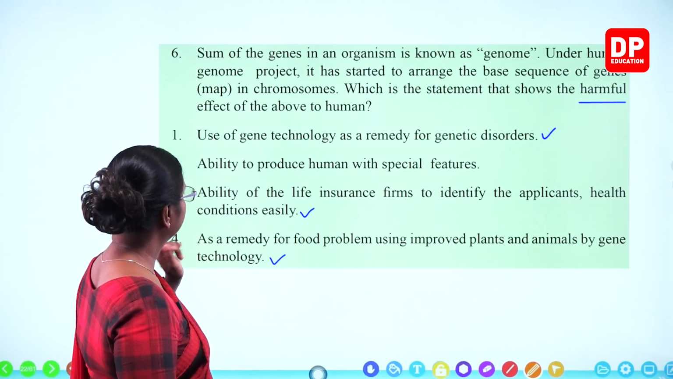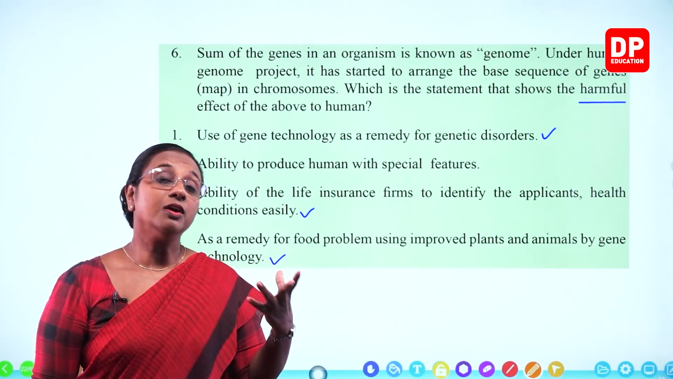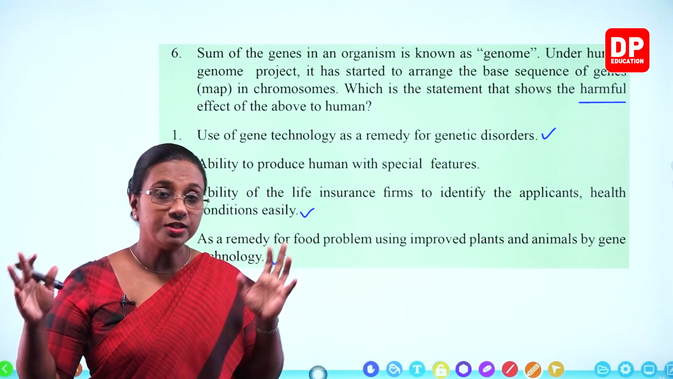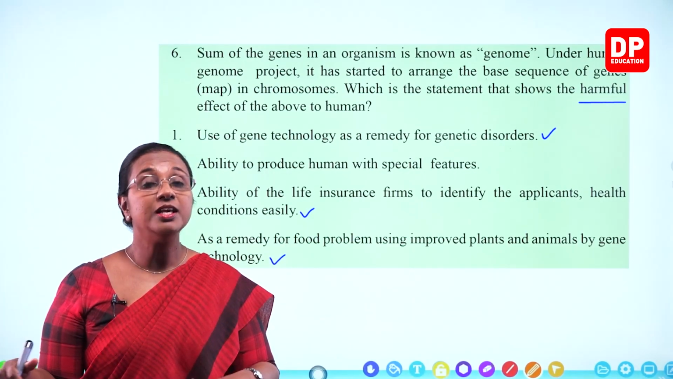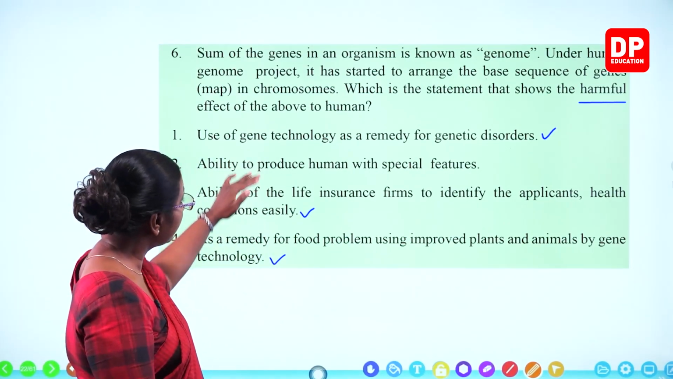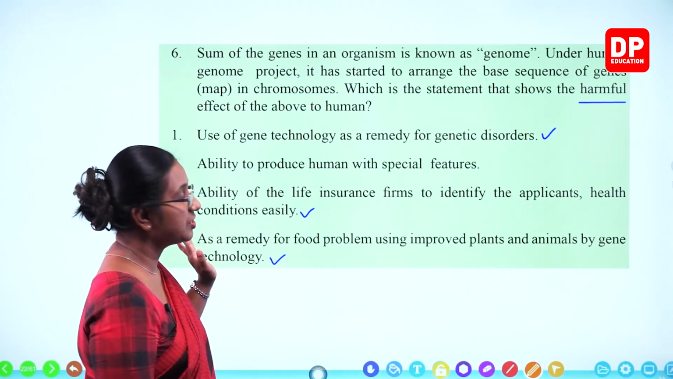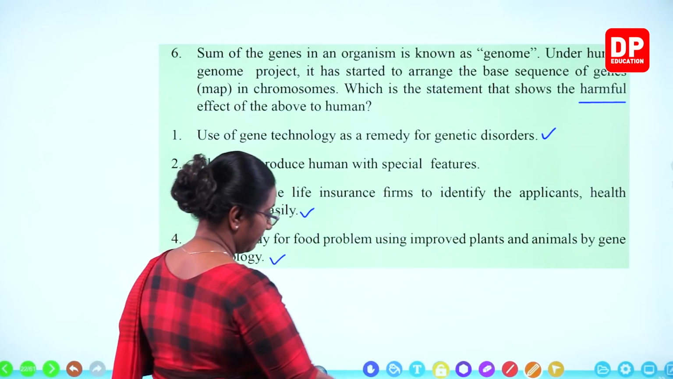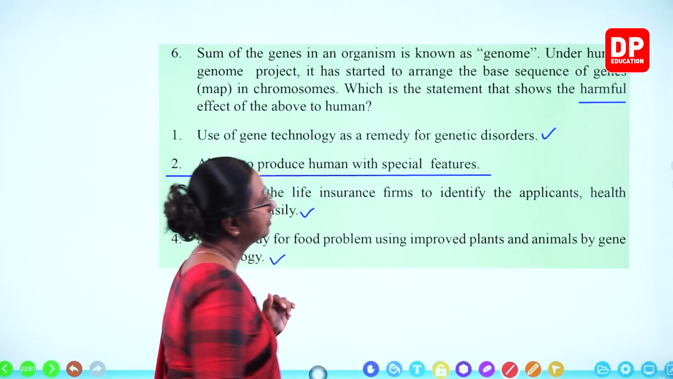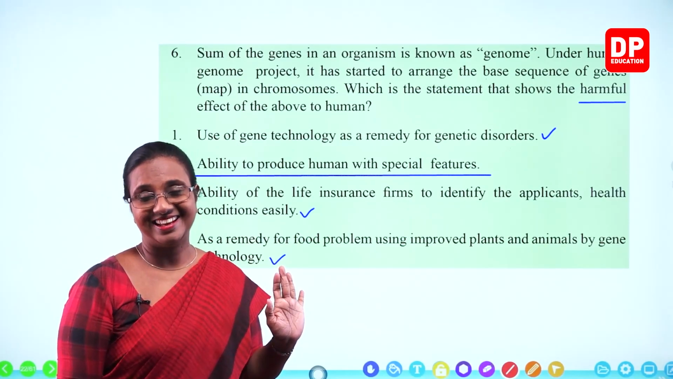But the second one, ability to produce human with special features. This is like cloning or producing a different type of human being, not the normal people who are there on earth. You try to modify them. That is harmful. So out of all these four answers, the second answer, ability to produce human with special features, is a harmful effect. So I'm sure you were able to answer this correctly.